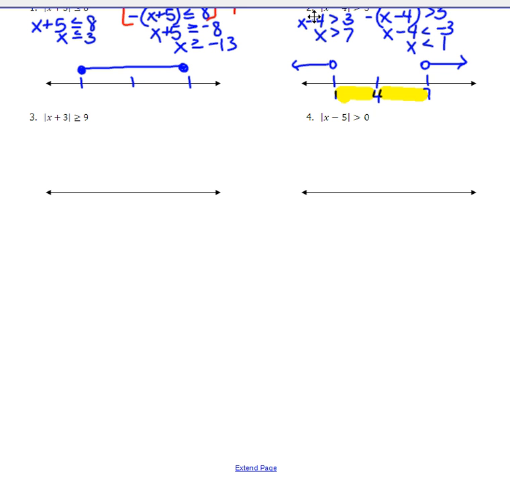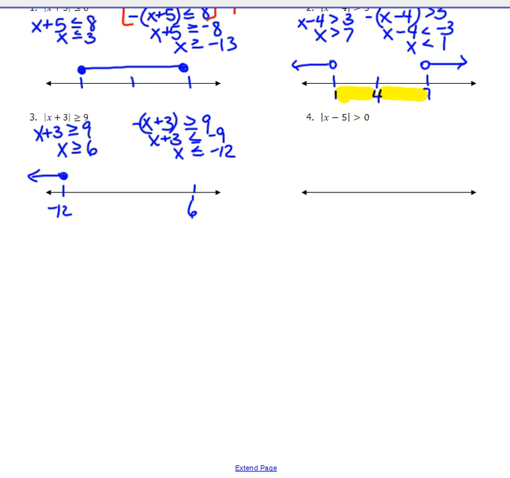So for number 3, I would get x plus 3 is greater than or equal to 9, or the opposite of x plus 3 is greater than or equal to 9, which is going to give me x plus 3 is less than or equal to negative 9, and x is less than or equal to negative 12, and here I would have x is greater than or equal to 6, and so I'm going to have negative 12 and 6 on my number line. I am going to use closed circles and pointing this way.